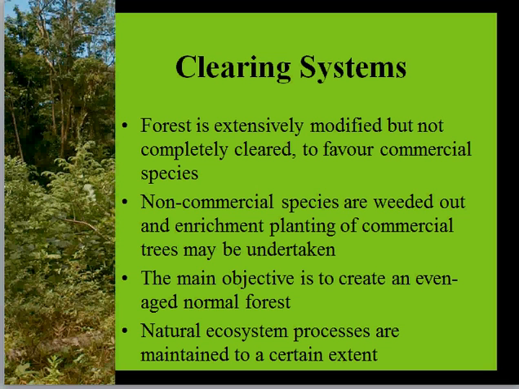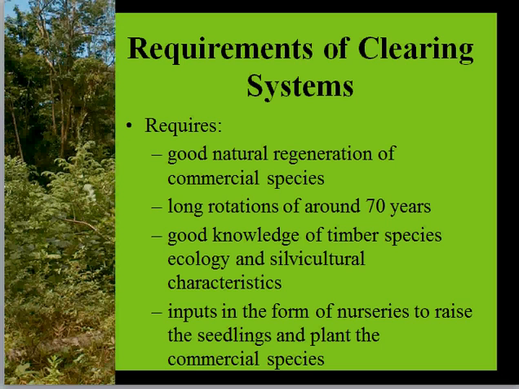So what does a clearing system require? A good natural regeneration of commercial species. It's no good having a clearing system and you go in and you harvest the commercial species, but they don't regenerate, because then your forest is soon going to be depleted of your timber species, and it's just like running a high-grade non-management system. So what some people can do is enrich the forest with seedlings of good commercial species and plant them in the understory. Because you try and keep a more or less closed canopy of these clearing systems, it means that the trees in the understory get less light.